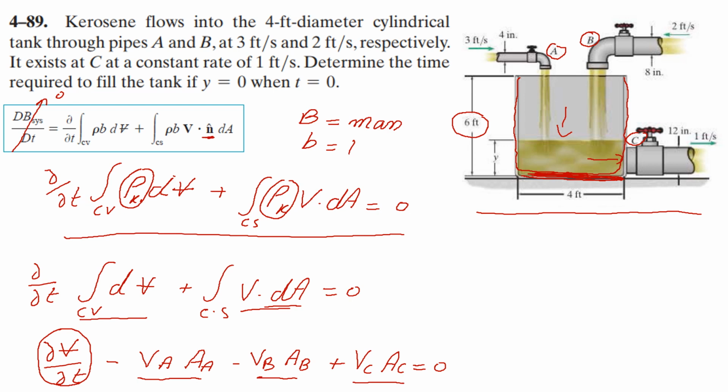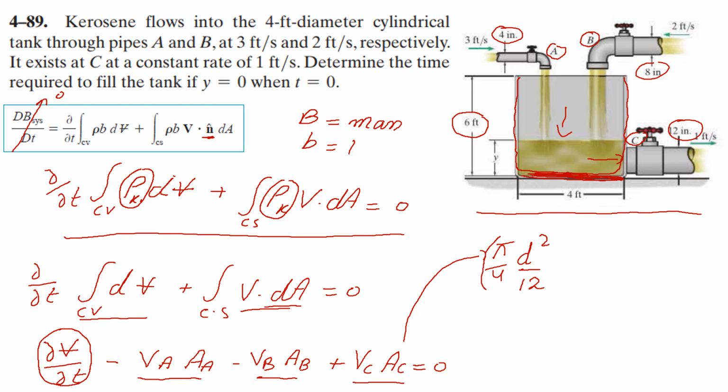I can solve this equation for partial V over partial t, that is the change in volume with change in time. One thing to note: when I take the area of these pipes, that area formula will be pi by 4 d square. The diameters are given here: 4 inches, 8 inches, 12 inches. When I put the respective diameters in each value, I am going to convert them to feet. For that purpose I am going to divide these diameters by 12 to convert them into feet.